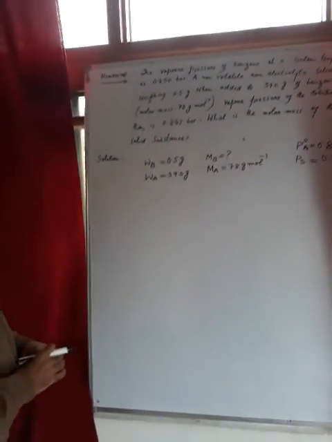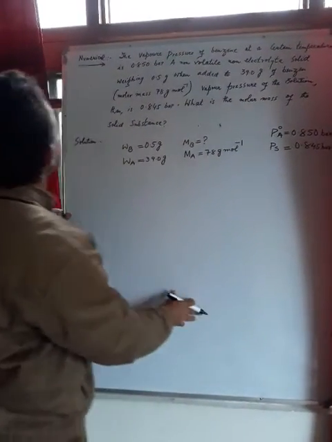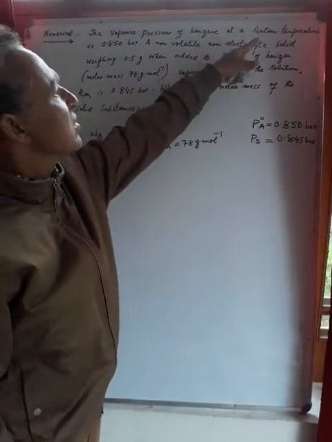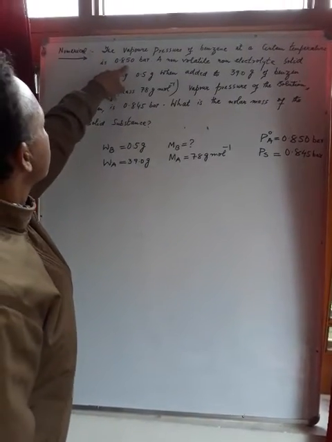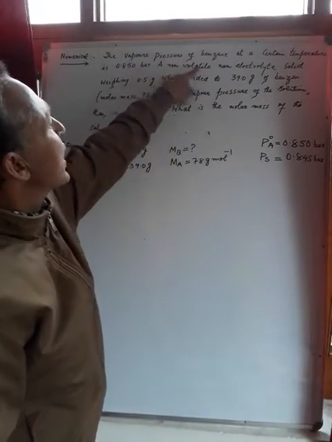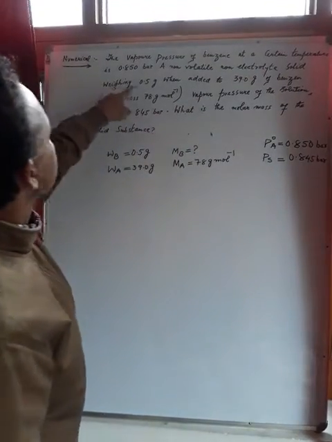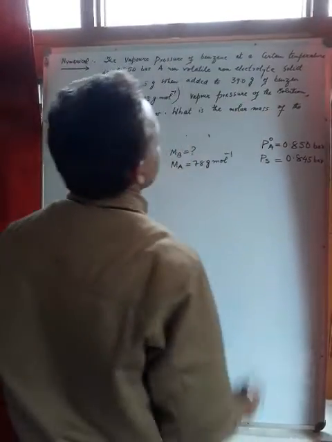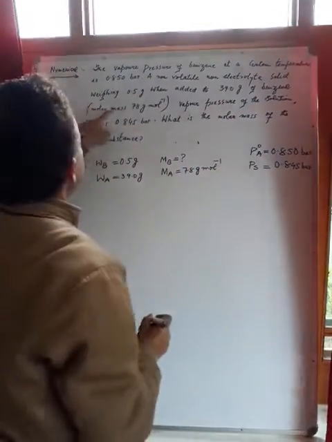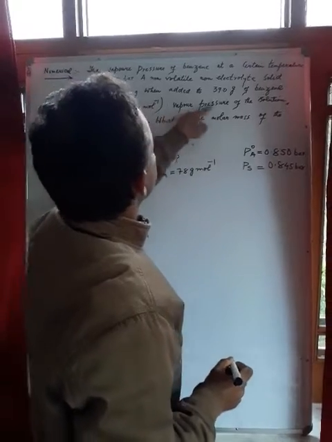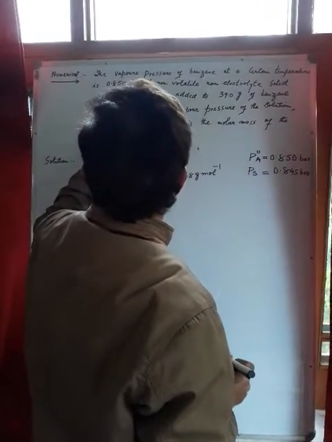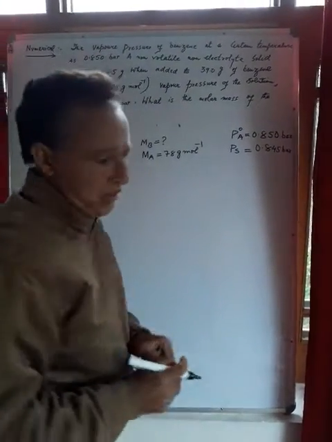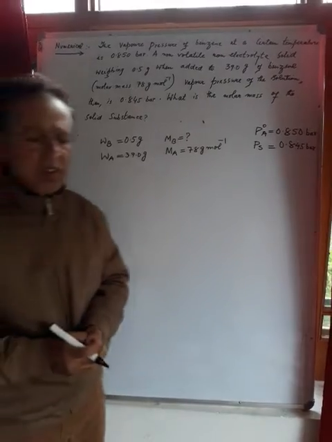We have the numerical like this. The vapor pressure of benzene at a certain temperature is 0.850 bar. A non-volatile, non-electrolyte solid weighing 0.5 grams when added to 39 grams of benzene, molar mass 78 grams per mole, gives a solution with vapor pressure 0.845 bar. What is the molar mass of the solid substance?